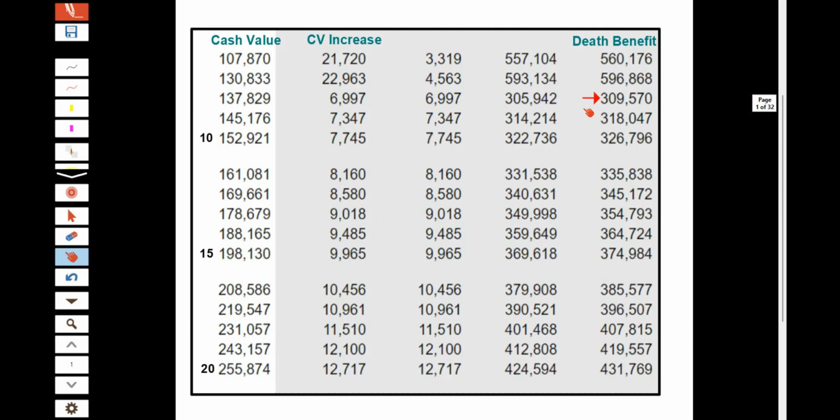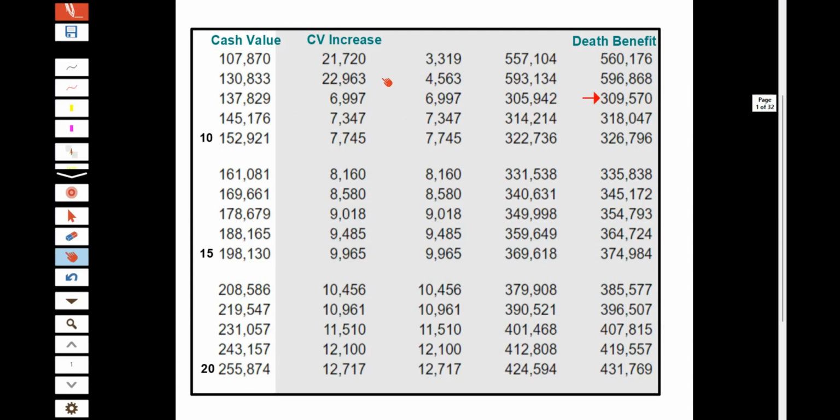So the first drawback that you're going to notice, and I've put a little red arrow here for you, is you can see that the death benefit takes a huge hit once you enact this reduced paid up. However, it does start to grow again, but you take almost a 50% hit on your death benefit. And again, this is year 8.